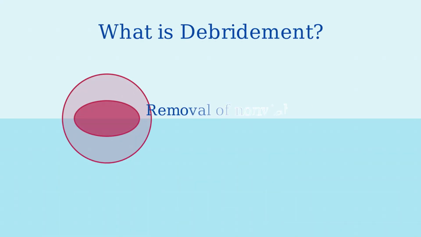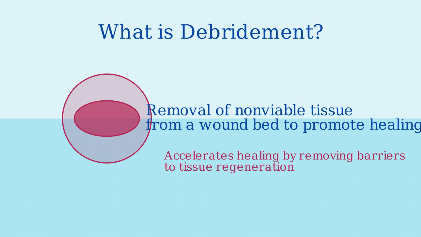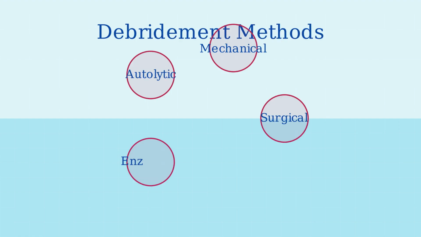Debridement is the removal of non-viable tissue from a wound to promote healing. Effective debridement accelerates healing by removing barriers to tissue regeneration. The process transforms a wound with necrotic tissue into one ready for healing. There are 5 main methods of debridement used in wound care.